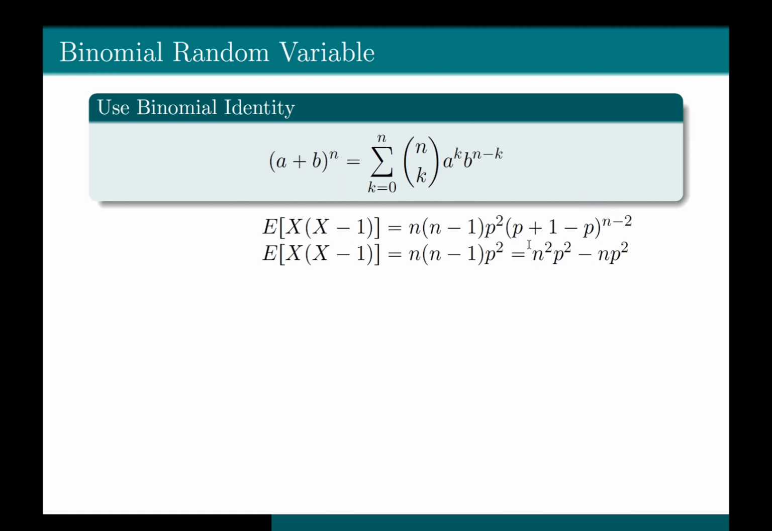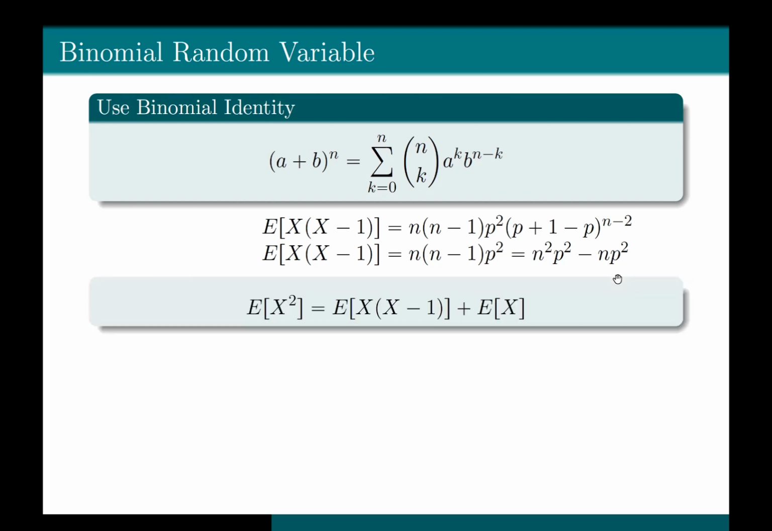p and 1 minus p will add up to 1, and you will have expectation of x times x minus 1 is n times n minus 1 p square times 1, because 1 to the power n minus 2 is just 1. So you have expectation of x times x minus 1 equals n times n minus 1 p square. Perfect. So you can write it as n square p square minus np square. Okay, so now this is the value of expectation x times x minus 1.